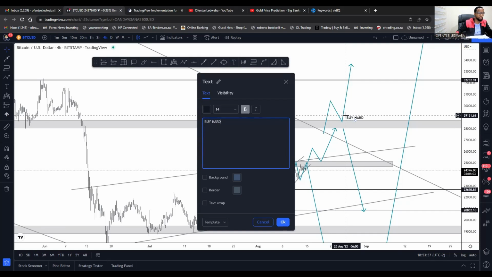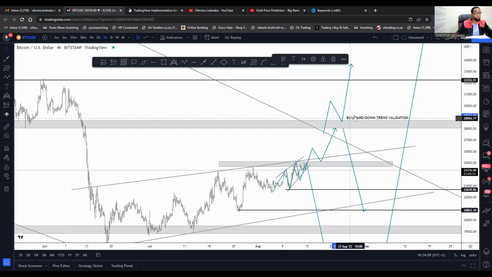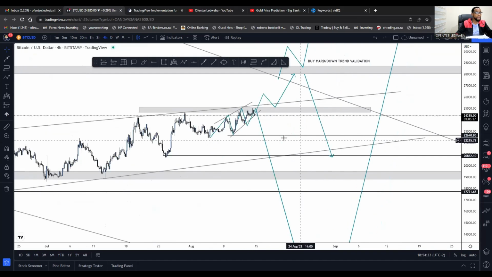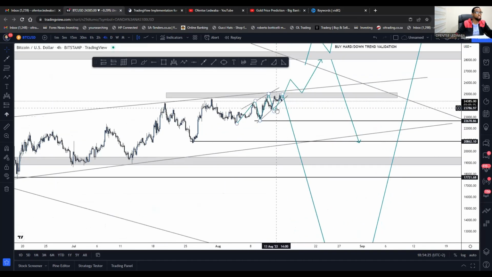Buy hard. This would be down trend validation. Okay. So here we can still buy, but you have to be aware that the market can come back, touch here, and further go to the downside. Hence, we are having this as a correction. So my bias at the moment is going short on Bitcoin.